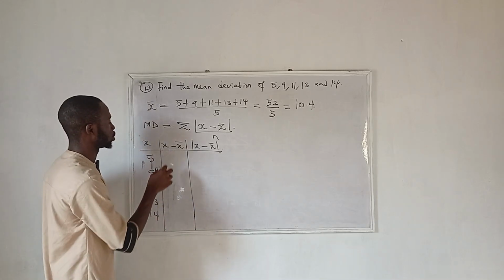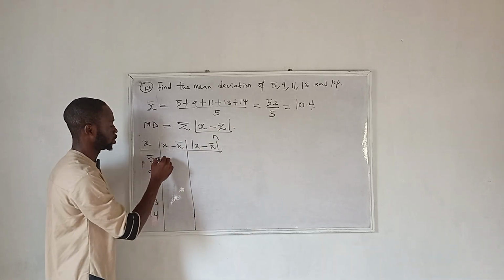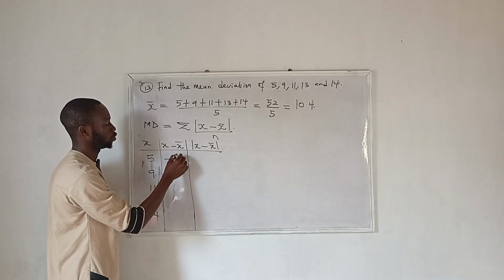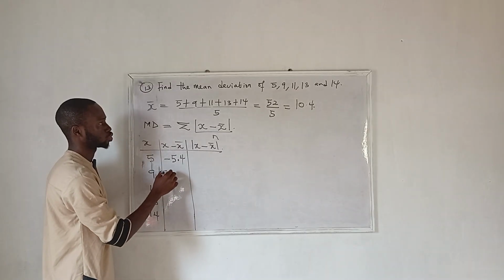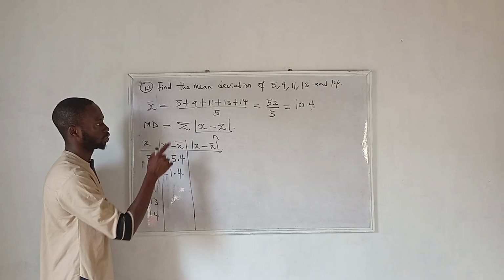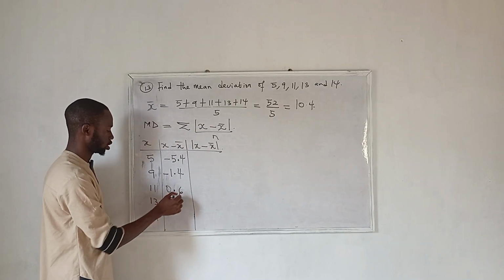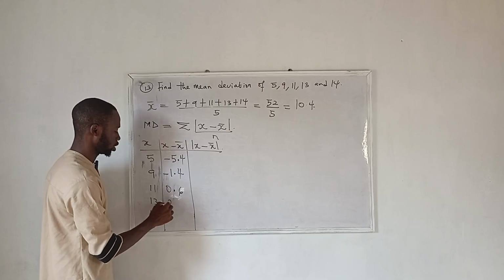Now, x minus x bar, that will be 5 minus 10.4. What would that be? Minus 5.4. 9 minus that will be minus 1.4. And then 11 minus that will be what? 0.6. Then 13 minus that should be 2.6.